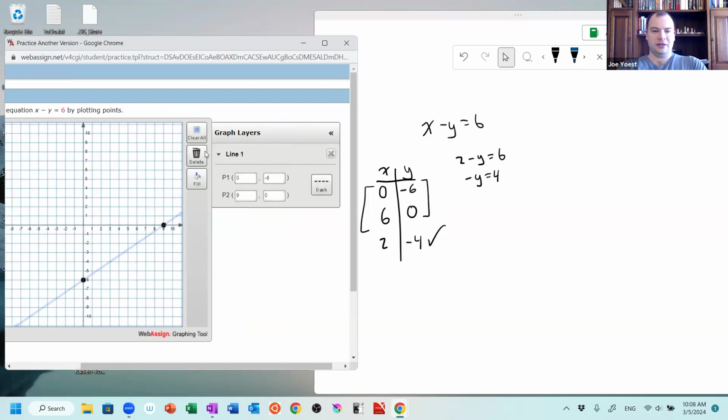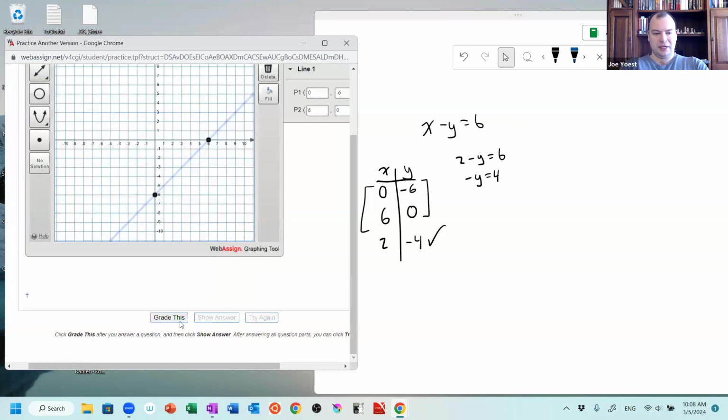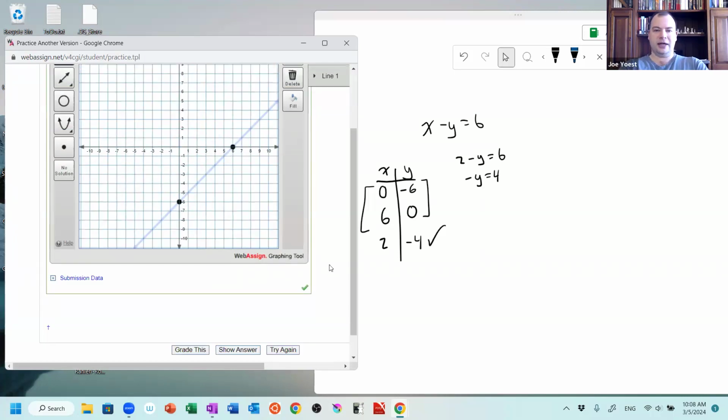Or I could come over here to this graph layers. And I see, okay, what went wrong? I have (0, -6). That's the one point that I want. Oh, I want (6, 0). Maybe just my clicking was a little inaccurate. I can manually just enter (6, 0). And I see there's my line. And again, I check: does it go through (2, -4)? Yes, it does. That looks good. And I can submit it for a grade. And I see I got it correct.